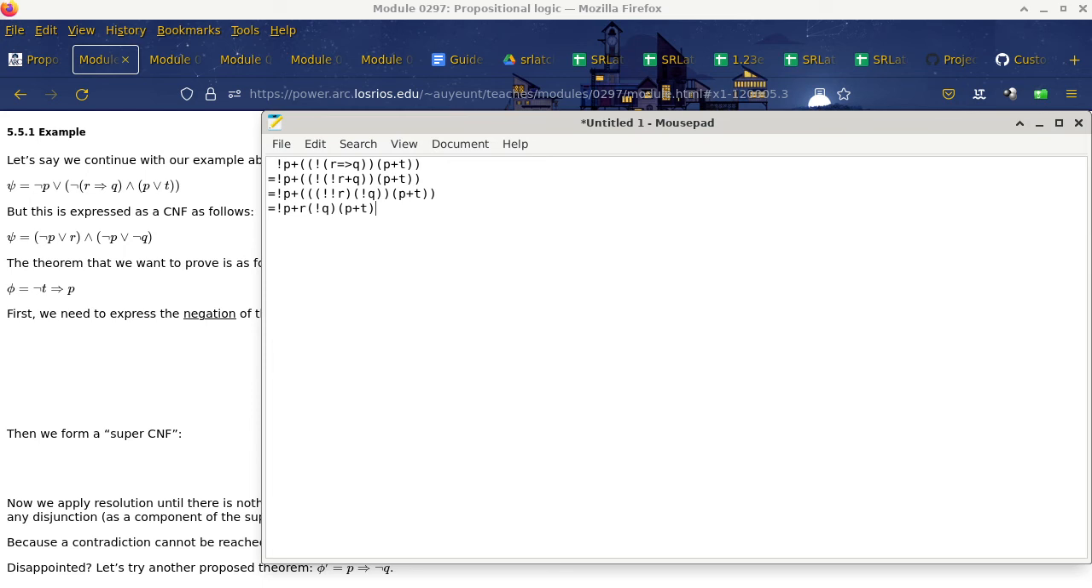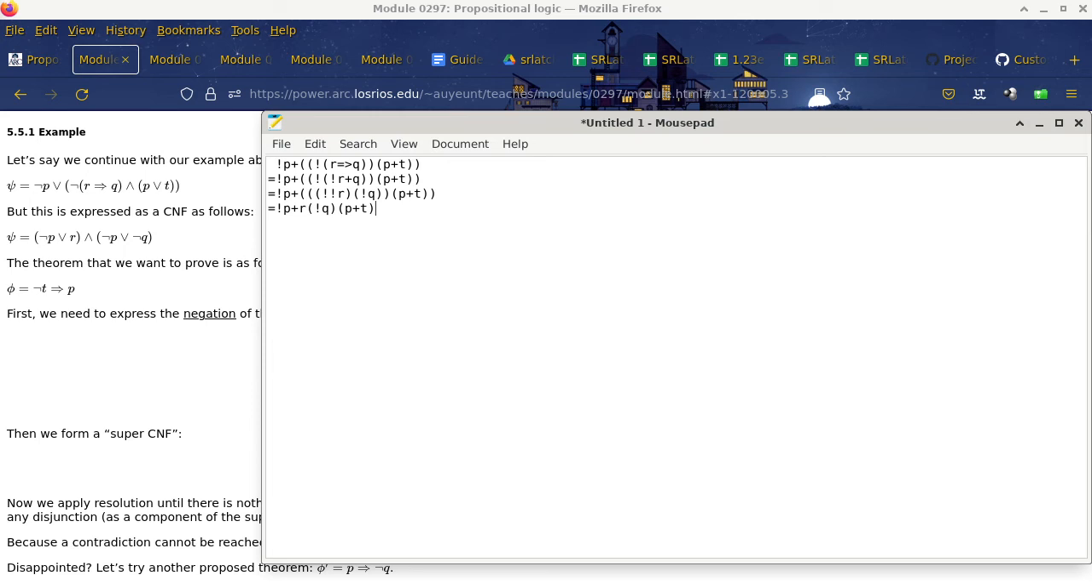I see a P and not P. If there's a P and not P, then doesn't that cancel them out? But we are not applying resolution yet. We are just using normal Boolean algebra. So I'm going to use distribution. Okay, so you're planning to use distribution?